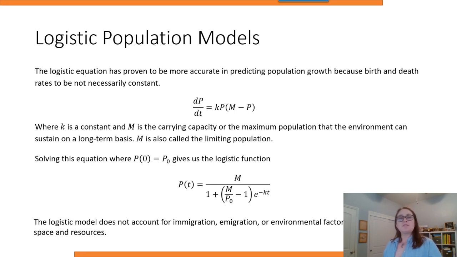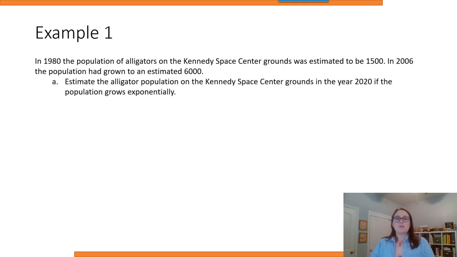Now, we're going to do an example with this one, though, just so we can get comfortable with using it and finding the equation in a given situation. So, for our example, for part A, we've got: in 1980, the population of alligators on the Kennedy Space Center grounds was estimated to be 1,500. And in 2006, the population had grown to an estimated 6,000. For part A, we want to estimate the alligator population at the Space Center in the year 2020 if the population grows exponentially.